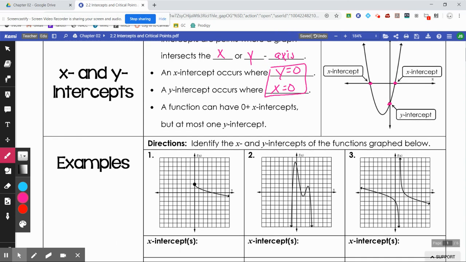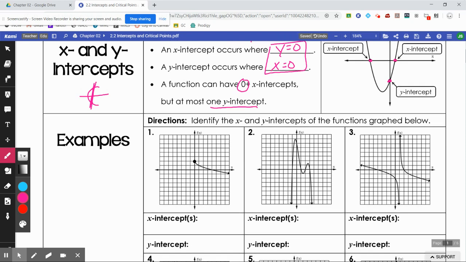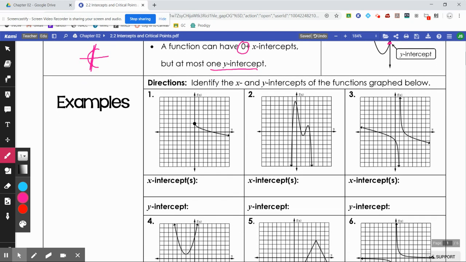A function can have 0 plus x-intercepts, but at most one y-intercept. What that means, 0 plus, is that a function can have as many x-intercepts as it wants to. However, if a relation had two different y-intercepts, obviously that's not a function because you have a point above a point. But it can have as many x-intercepts as it wants.